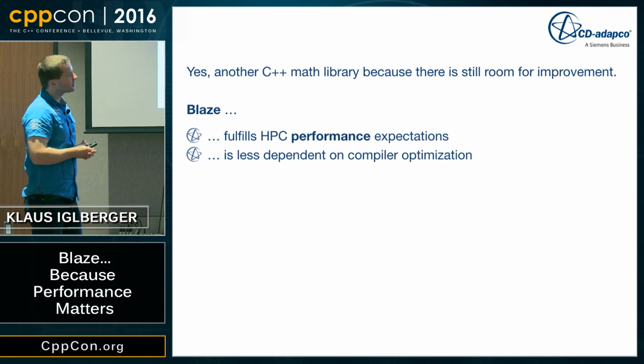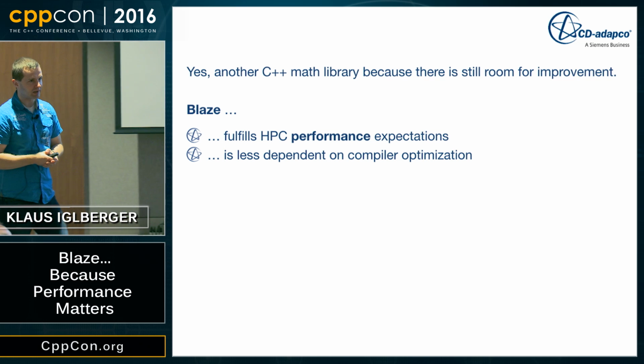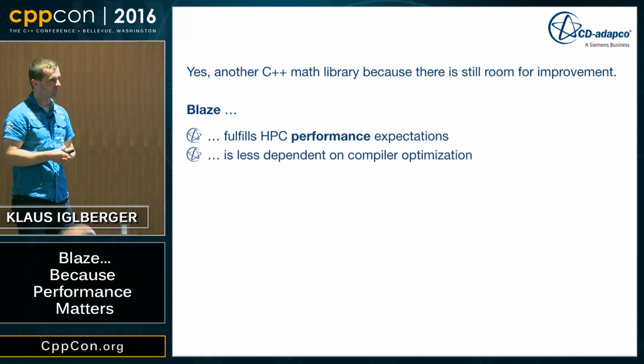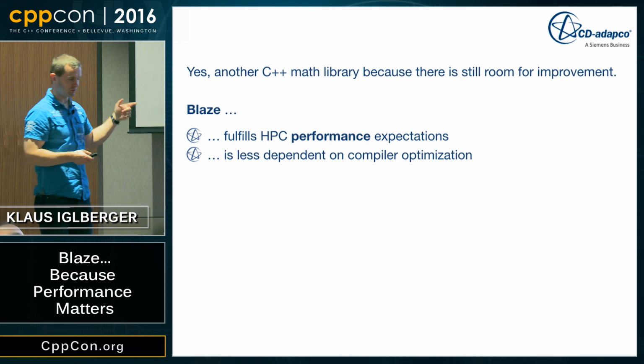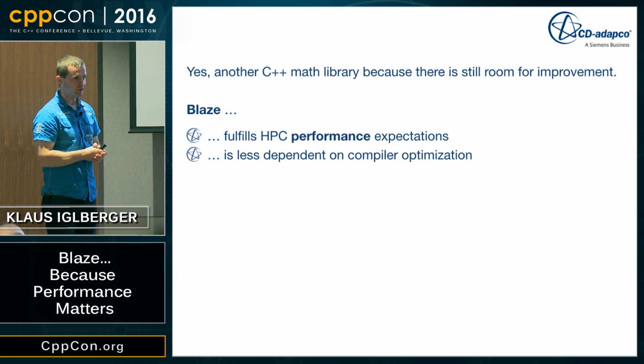BLAS is less dependent on compiler optimization than probably all other libraries. You saw this in the beginning with the vector addition: if you just have a GCC compiler, you still get close to the maximum out of it.